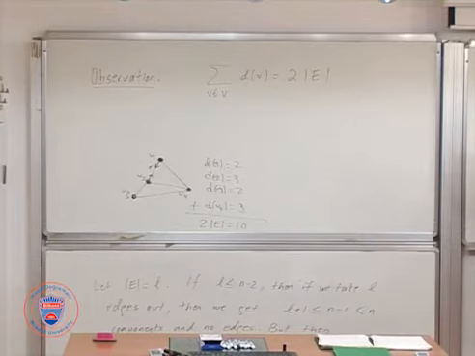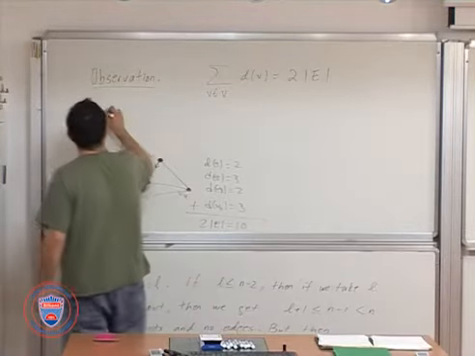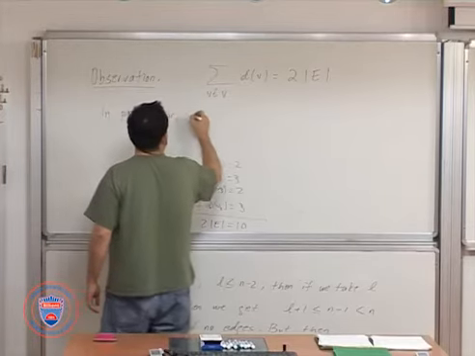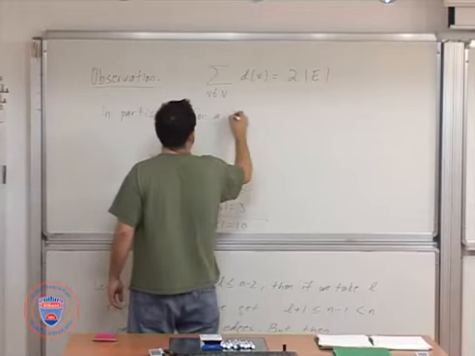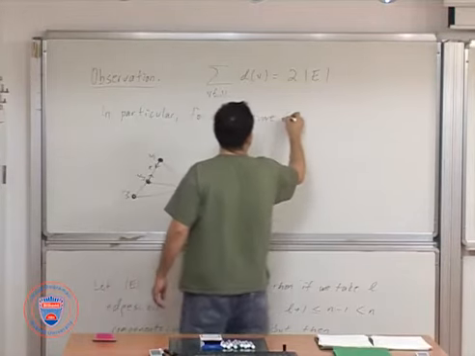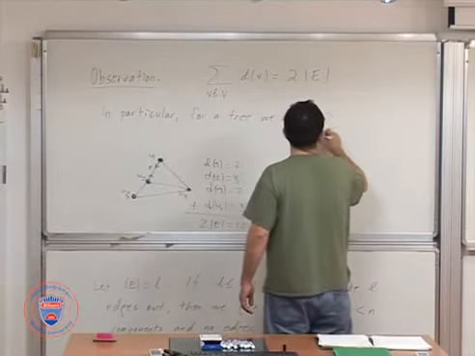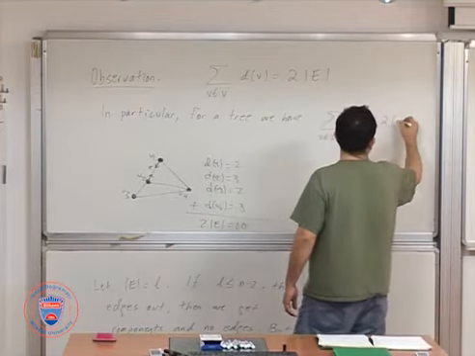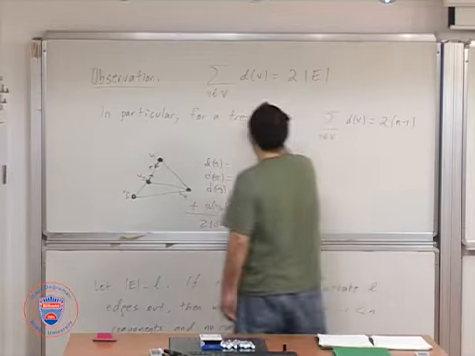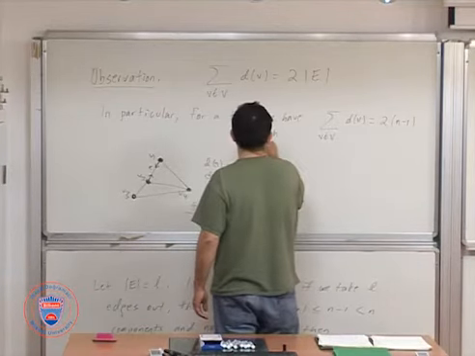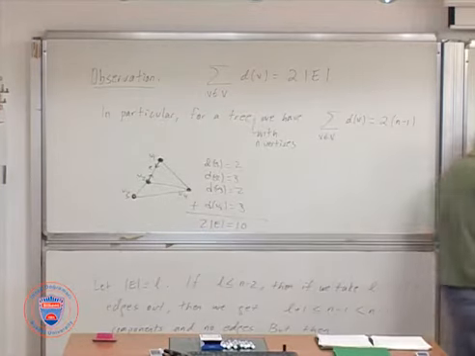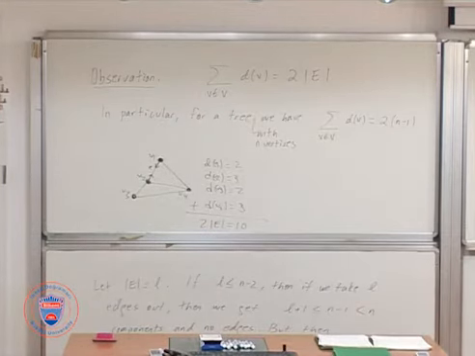In particular, for a tree, when you sum the degrees of the vertices, you get 2 times n minus 1 on a tree with n vertices. The sum of the degrees is twice n minus 1.